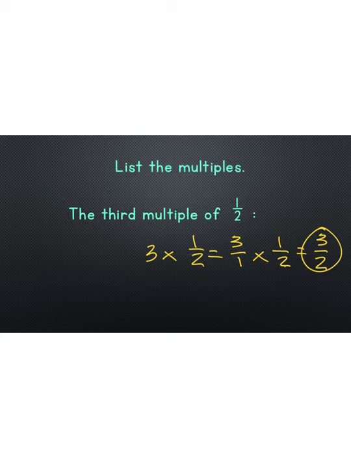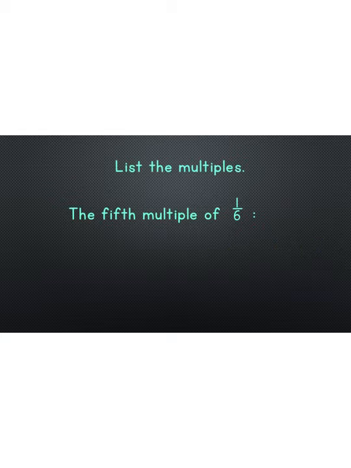Let's go to the last one. The fifth multiple of 1/6. So we're doing 5 times 1/6. So 5 over 1 times 1 over 6. 5 times 1 is 5. 1 times 6 is 6. So the fifth multiple of 1/6 is 5/6.